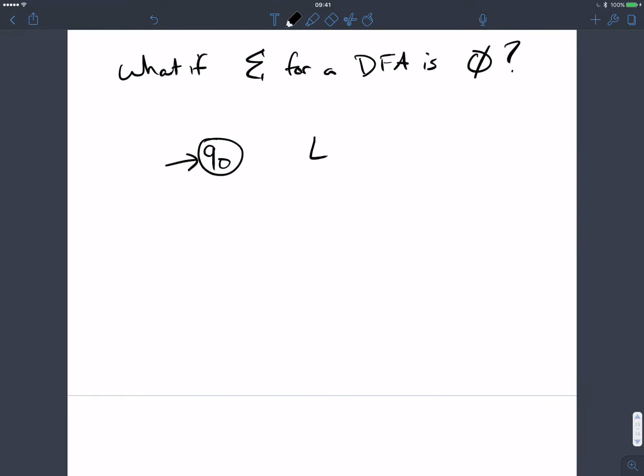So the language is what for that first one? What strings does it accept? The empty set. It doesn't accept anything. Well, the other possibility is we could have Q0 being final, in which case L is what? It's just the empty string.